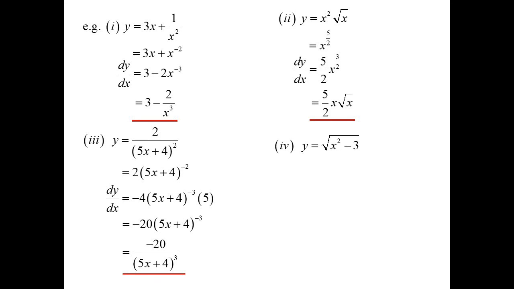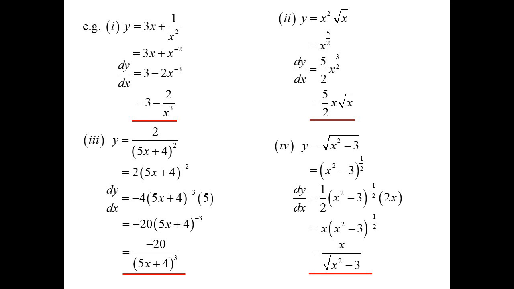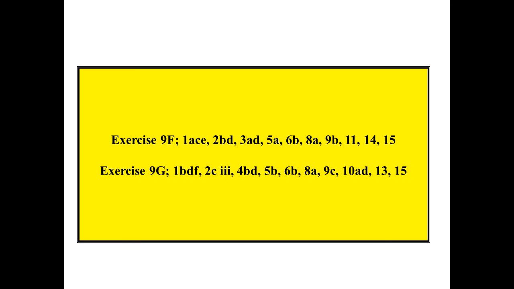Fourth example, we've got the square root of x squared minus 3. Put it in index form. So that's the power of a half. Anarchy. Bring down the power. Lower the power, minus a half, and then the fun bit where we, there it is, expel it. There, derivative is 2x. Half times 2x is x. Mere mortals. Super mathematicians. X on the square root of x squared minus 3 is our derivative. Okay, that will do us for our theory today.